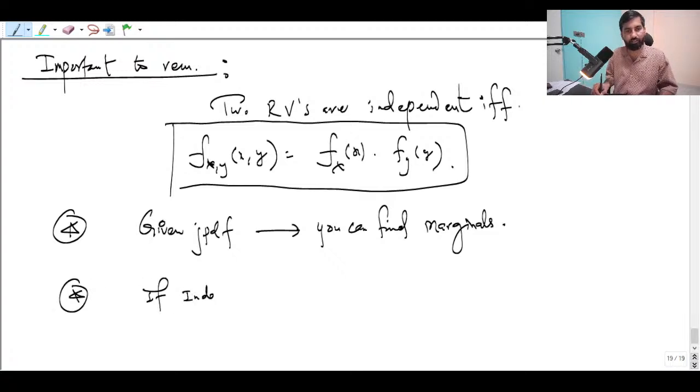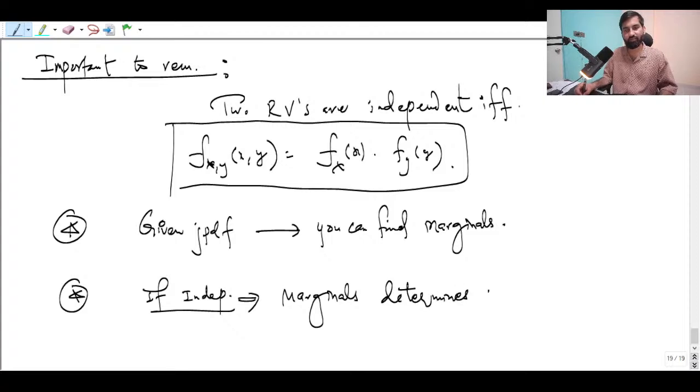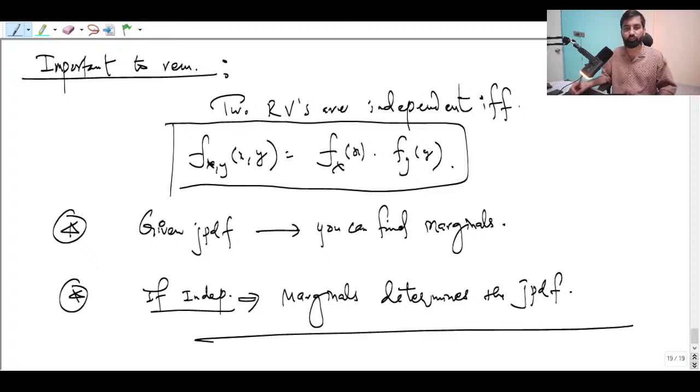If independent, then marginals determine the JPDF. Suppose in your question, the marginal density function is given, and you have to find the joint density function. If they are independent, directly multiply them. That gives the joint density function.